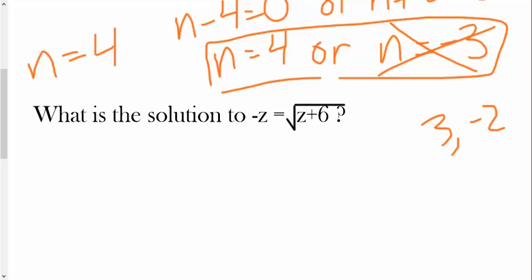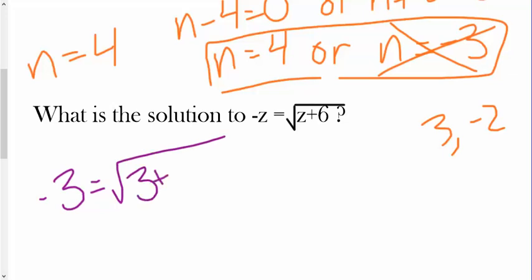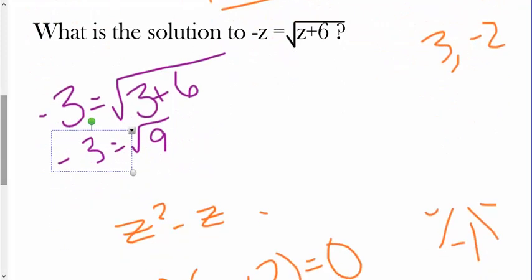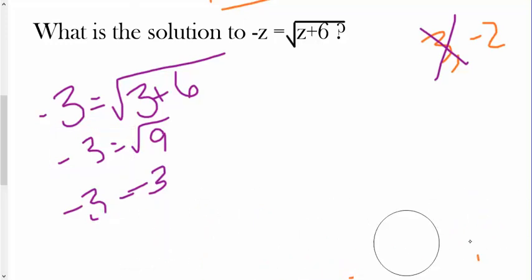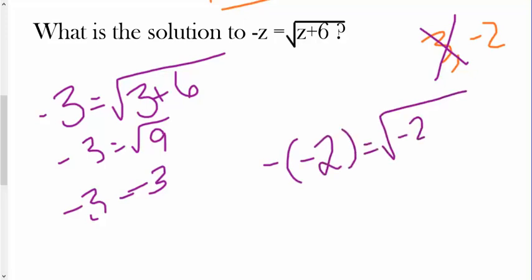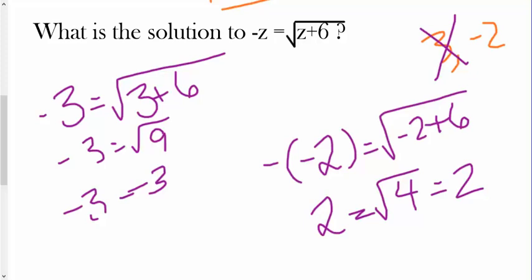So let us find out. Here I have -3 equals the square root of 3 plus 6, or -3 equals the square root of 9. Well, we know that the square root of 9 is equal to 3, so 3 does not equal -3. Therefore, 3 is not a solution. So let's try the other one. Here we have -2 equals the square root of -2 plus 6, or -2 equals the square root of 4, which we know to be true because the square root of 4 is 2. So our solution would be z equals -2.